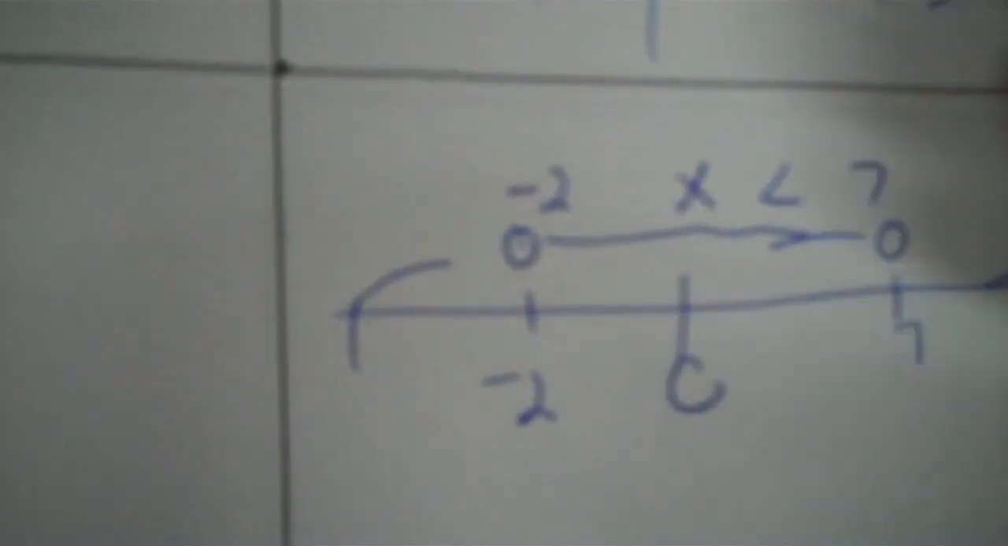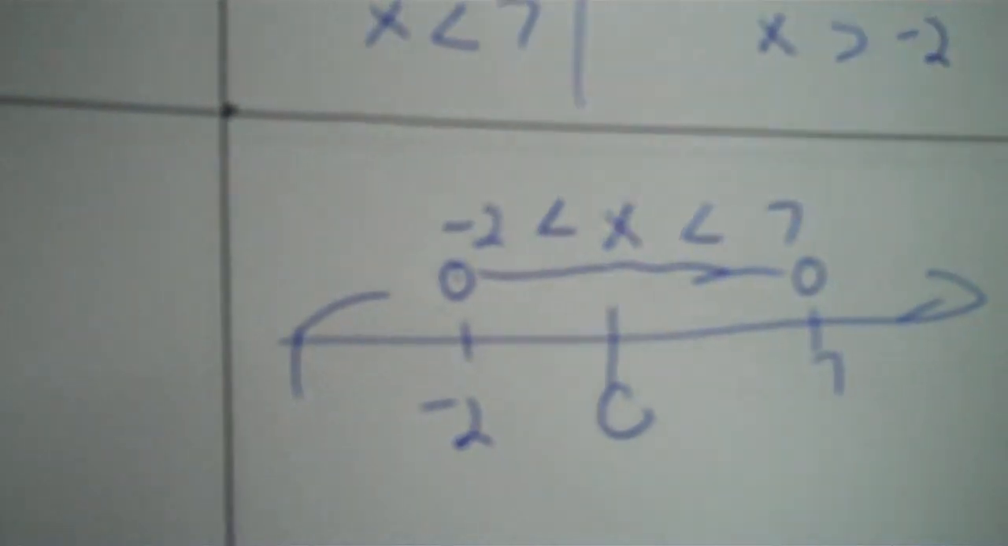Eats the 7, and then it has to eat the x, but don't just copy the sign. Put the sign between the negative 2 and the x so it eats the x in relation to the negative 2. That's all you do.